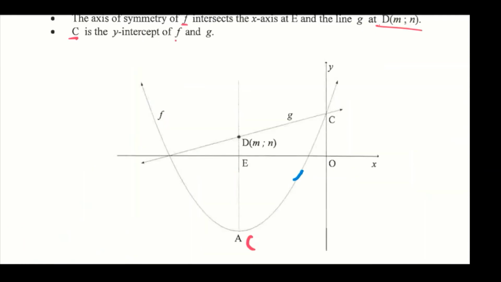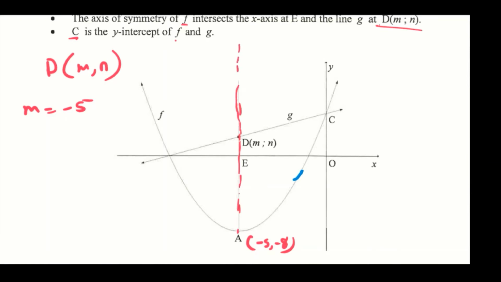We know that here it's minus 5 and minus 8, right? So to find the values of D, which is m and n, this m here is actually this same x. m is actually equal to minus 5. Why am I saying that? Because this is the axis of symmetry of the parabola, right? So whatever x value is here, it's the same as the x value that is there. So we are done finding this m being equal to minus 5.